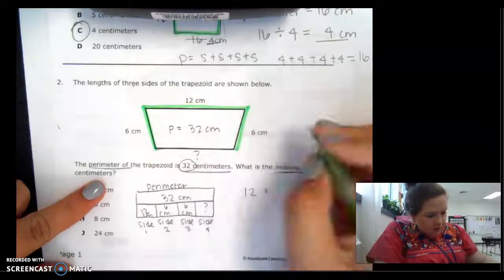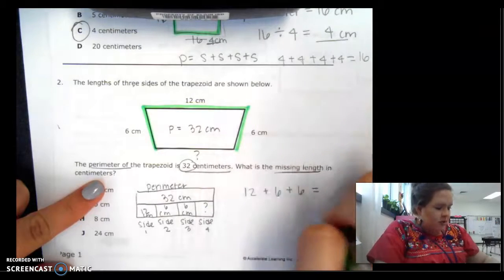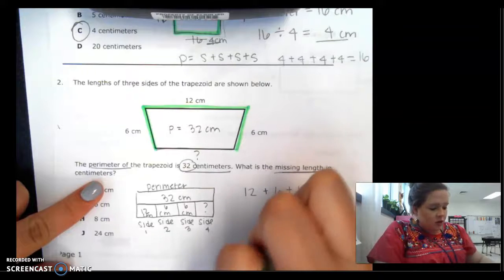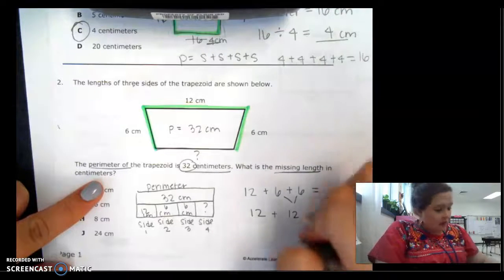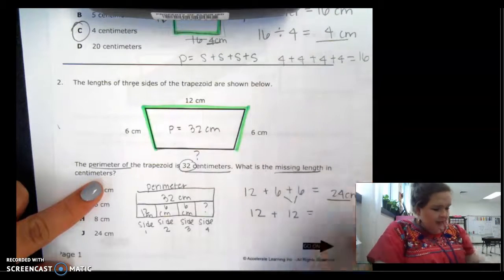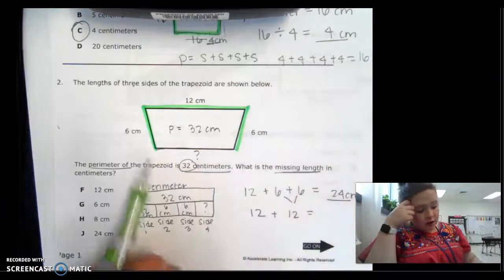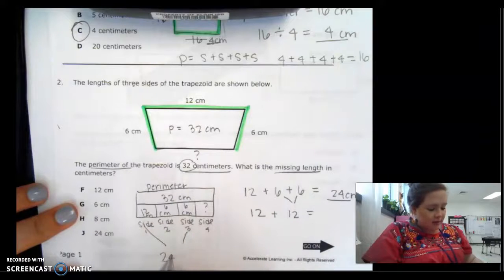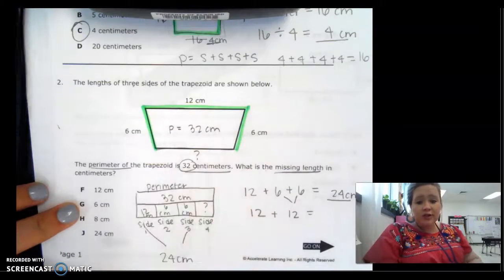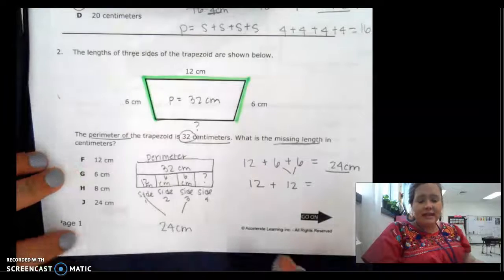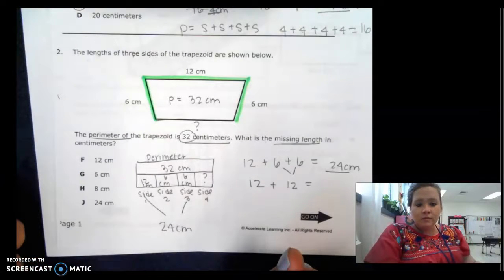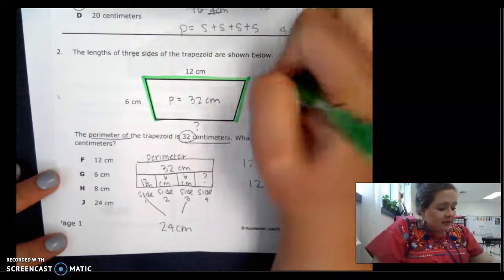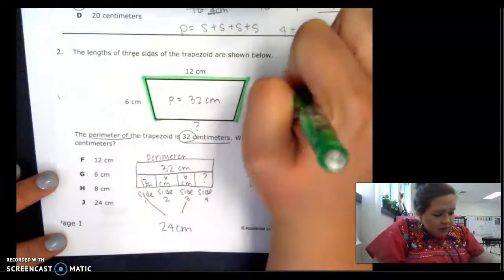So 12 plus 6 equals something. I know that 6 plus 6 equals 12. And I know that 12 plus 12 equals 24 centimeters. So I already know, so far of this, all 3 of these together are 24 centimeters. My total is 32. How am I going to figure out that missing side length? Good, we are going to subtract 32 minus 24.